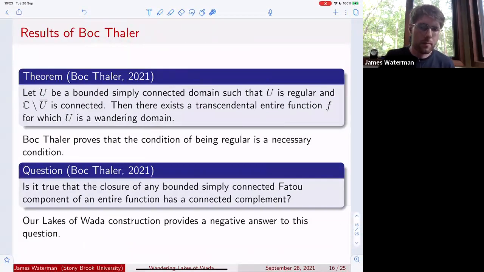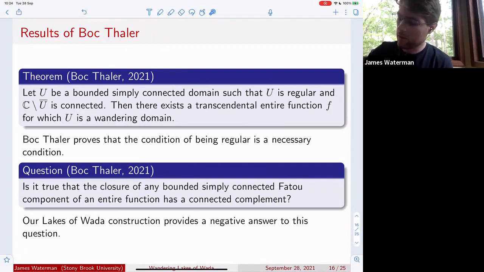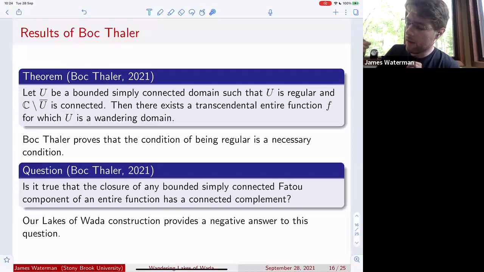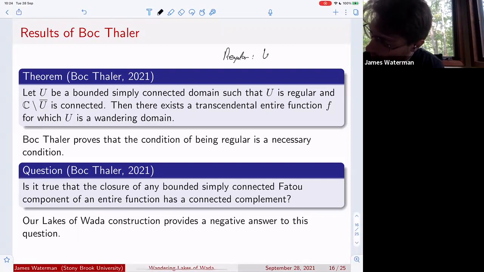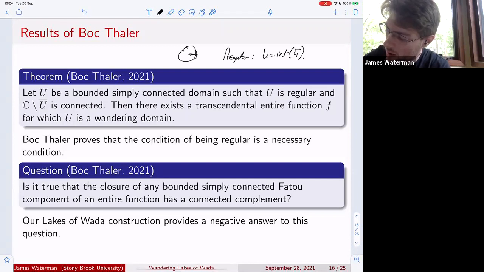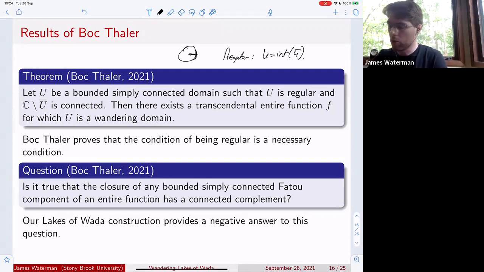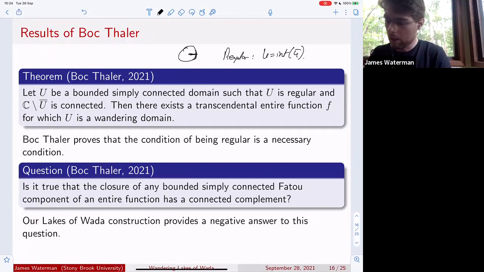So, what is this result? We're going to let U be a bounded simply connected domain such that U is regular and the closure has connected complement. By regular, what we mean is that U is the interior of the closure of U. As Luca said in his previous talk, we don't want something like this. If one has a bounded simply connected domain like this, then there exists a transcendental entire function f for which U is a wandering domain. Boc Thaler proves that this condition of being regular is in fact a necessary condition.